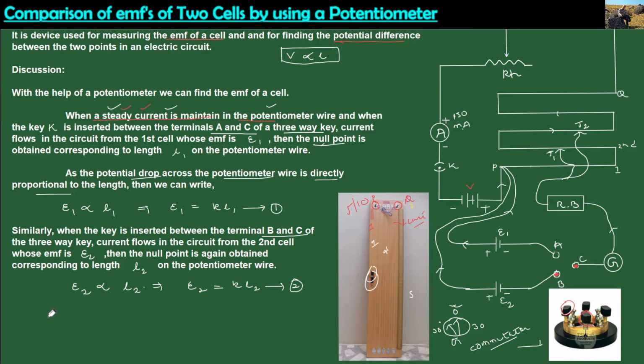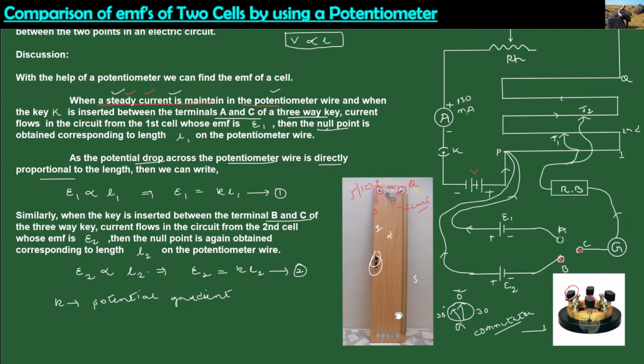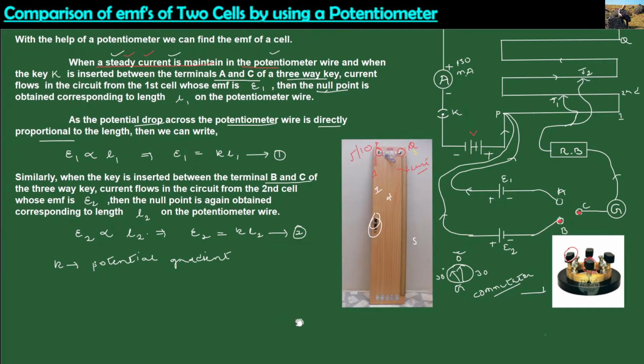So what is this K? This K is nothing but our potential gradient. The potential gradient for a potentiometer is always constant, irrespective of the cells. So when we are comparing the EMF of different cells, we have to divide the two equations, that is, divide equation 1 by equation 2.